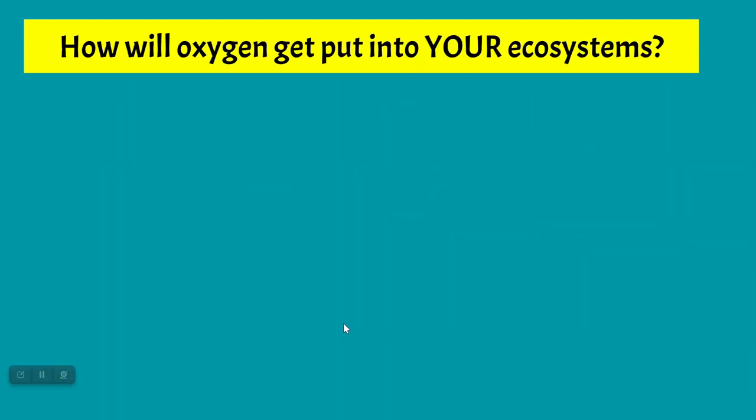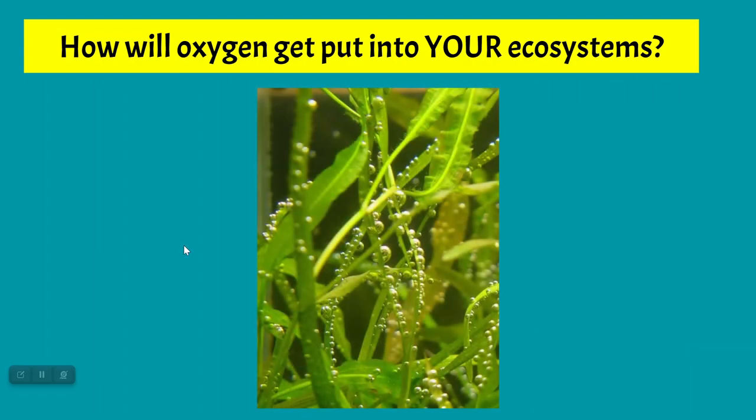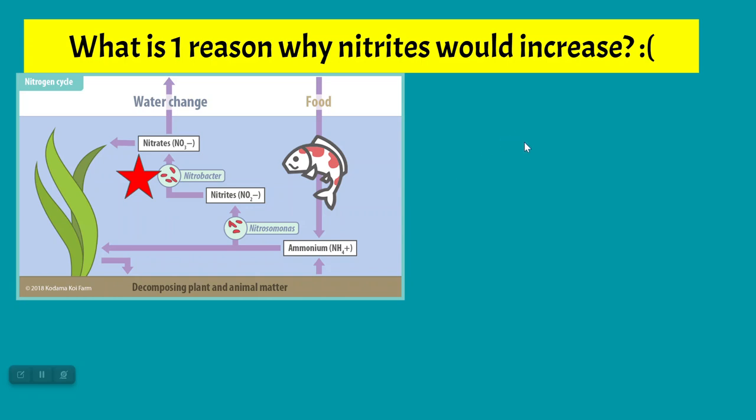All right. How will oxygen get put into our ecosystems in the classroom? Well, we have just added some things to our ecosystems. This image right here is a plant that you can see is performing photosynthesis. You can actually see oxygen bubbles on the outside of that plant.